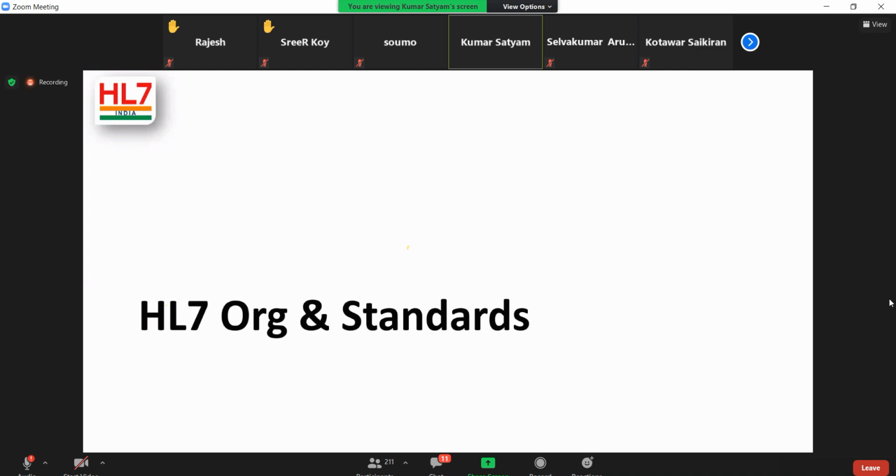So there is a distinction between HL7, the org, and HL7, the standards that it publishes. I wanted to make sure that that clarity is there, that there is an organization which is a standards development organization, and then there are standards published by that organization. So sometimes when we talk about HL7, we invariably use HL7 version 2.x. We refer to that, but what we actually mean is the HL7 org. So something to keep in mind.